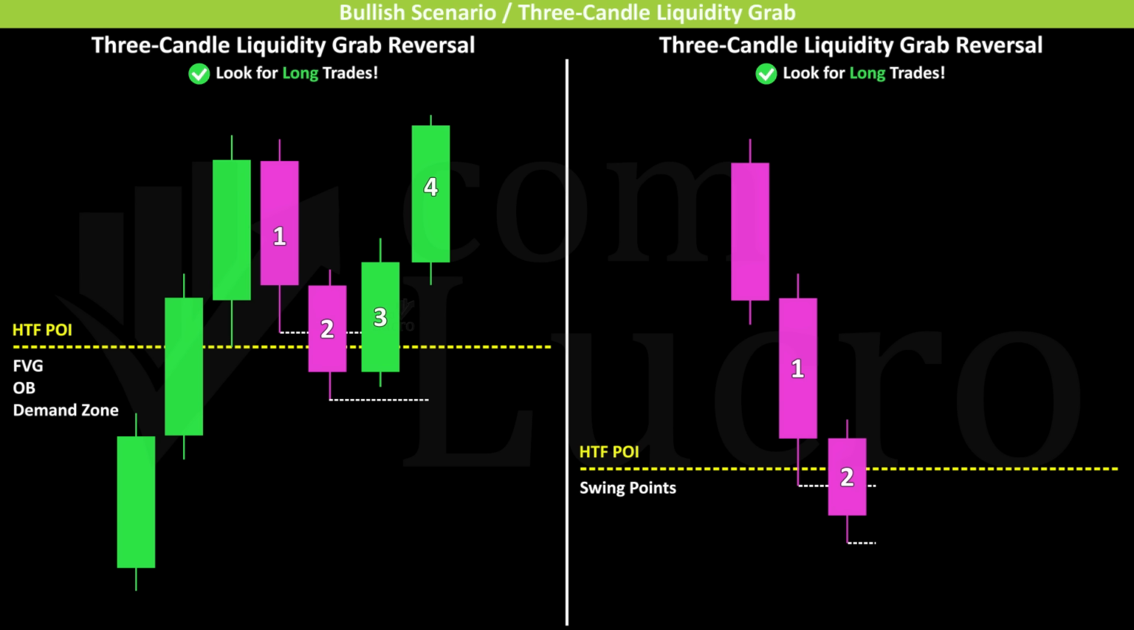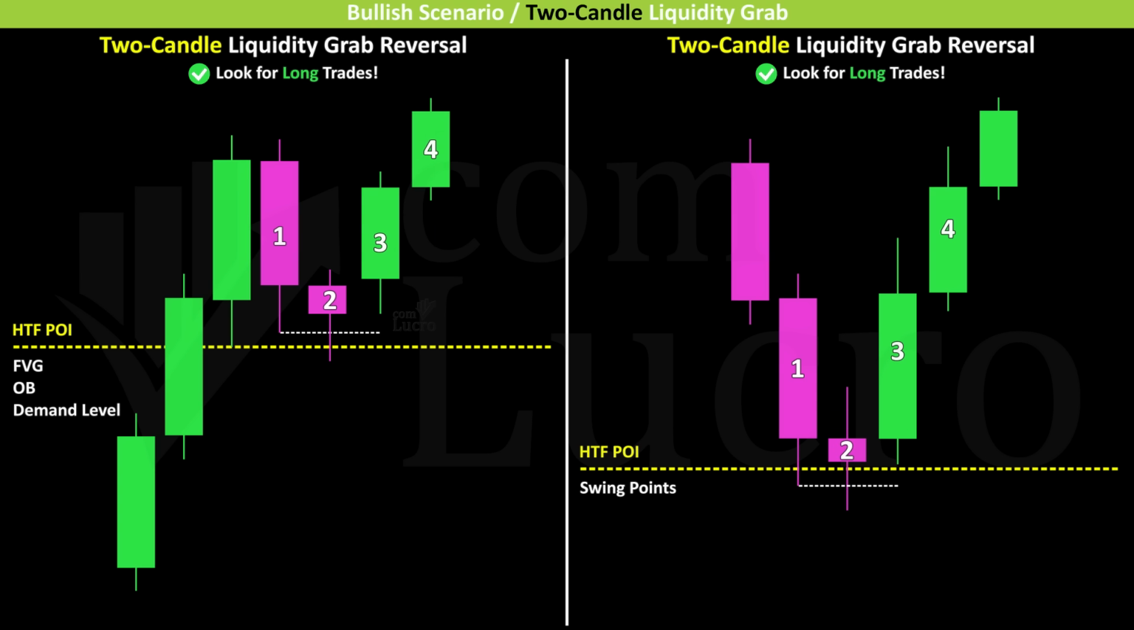As price approaches that higher time frame swing low, we begin watching for signs that the bearish trend may be losing momentum. If the market trades below the swing low and sweeps the liquidity resting beneath it, we then look for evidence that buyers are beginning to reject those lower prices. The first confirmation could be a valid two-candle liquidity grab reversal.